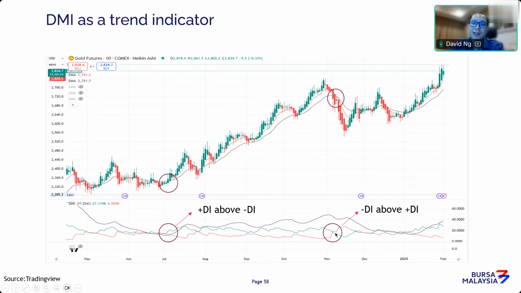Same goes here. You see when the negative DI crosses above the positive DI, it's telling you the market is going to head into a downtrend. And true enough, there's also a bearish crossover on the moving averages. So DMI crossovers and moving average crossovers are very similar in certain ways.